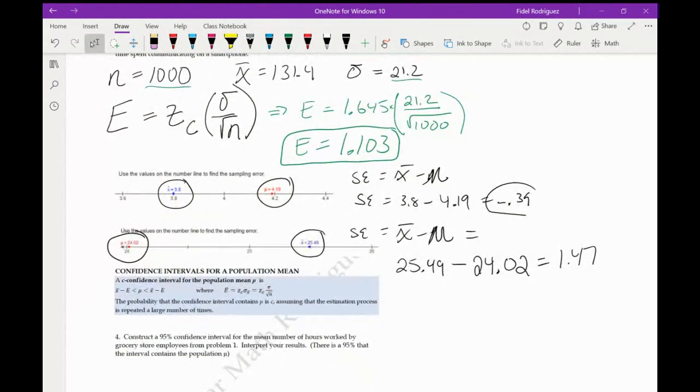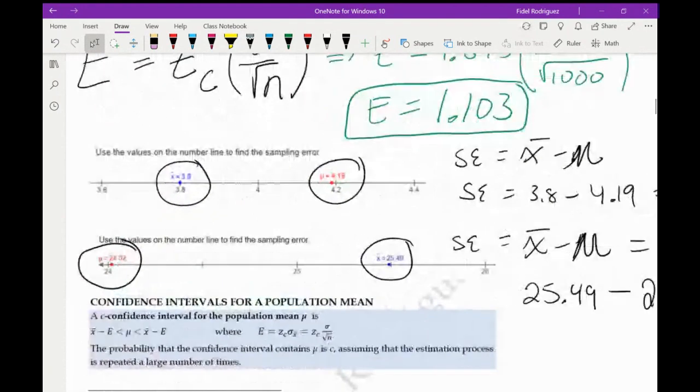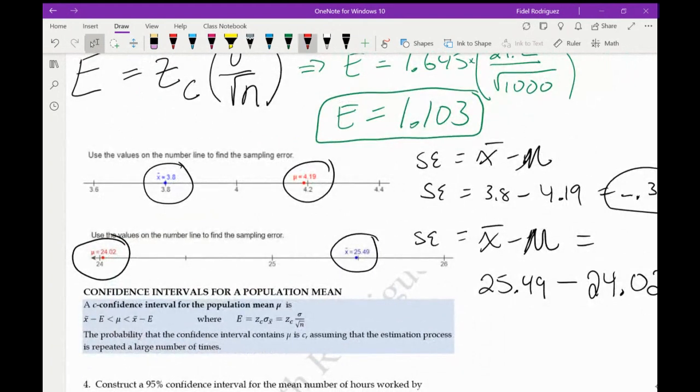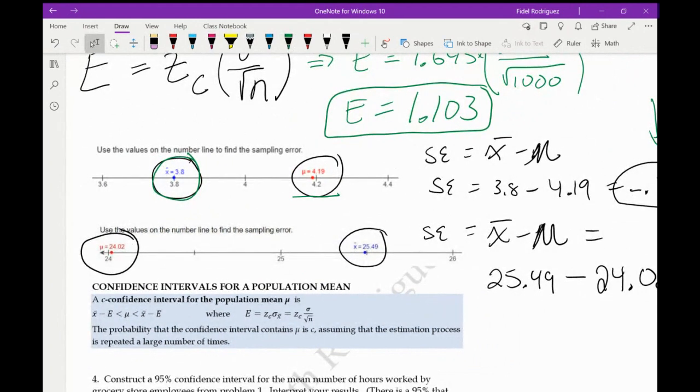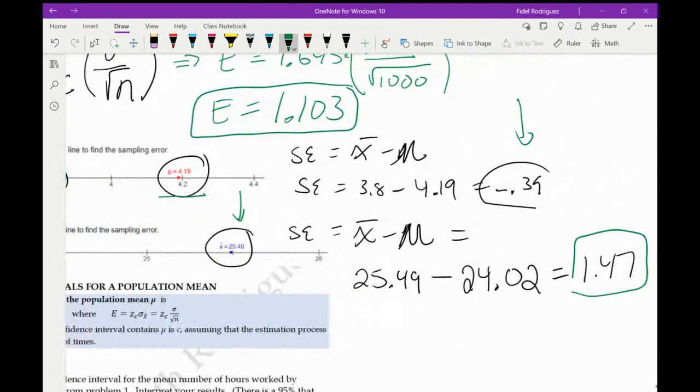The idea here, guys, when we're looking for the sampling error, is how close is my sample mean to my population mean? Since my sample mean here happened to be smaller than the actual population mean, my sampling error ended up being negative. We were too low, right? And in the second problem, since my sample mean was higher than my population mean, we have an overestimate, and that's why we came up with a positive value for my sampling error.